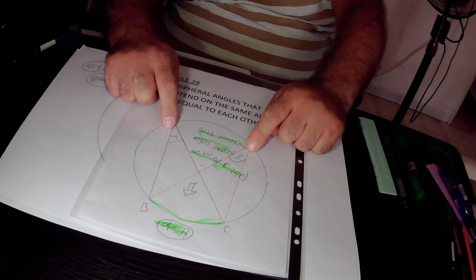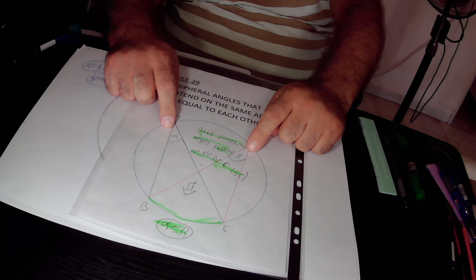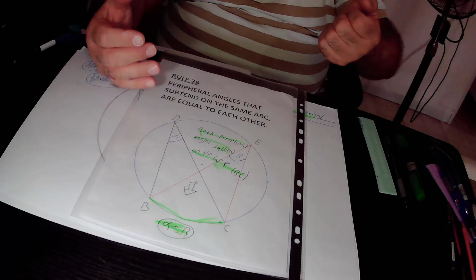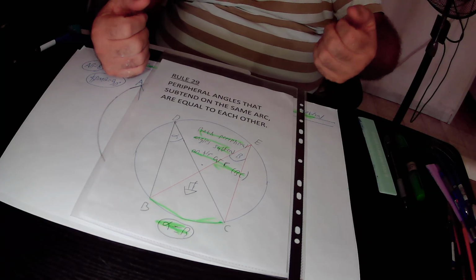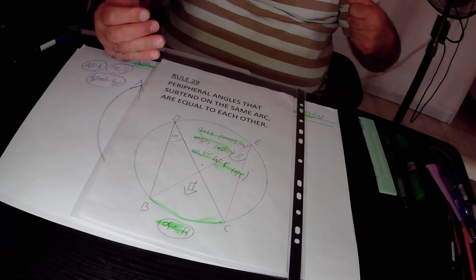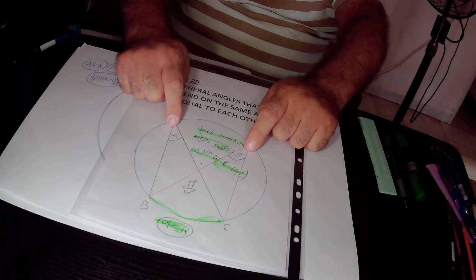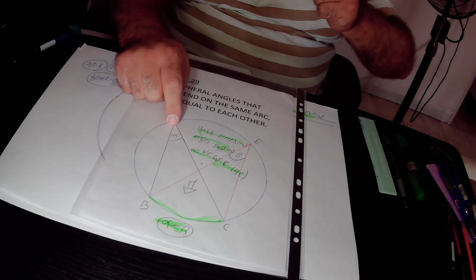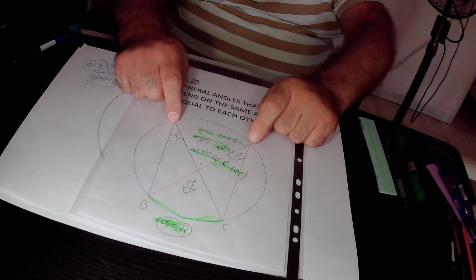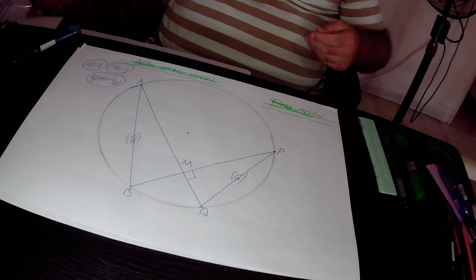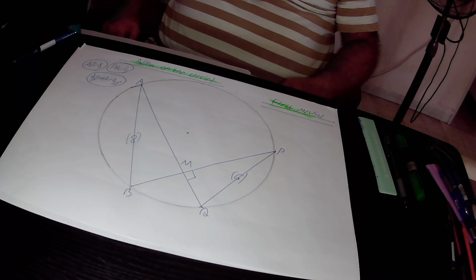That is to say, alpha equals beta. Okay. So according to this rule 29, peripheral angles that subtend on the same arc are equal to each other in their sizes. Those two peripheral angles subtend on the same arc, RBC, and therefore they are equal to each other in their sizes. That is to say, alpha equals beta. So we can actually implement rule 29 in our drawing.